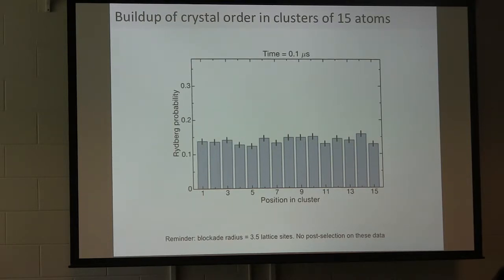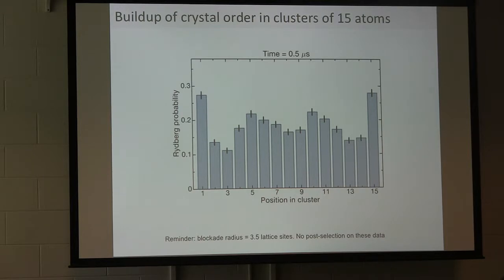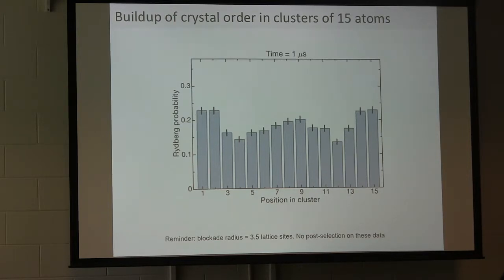So as I start driving, initially the probability of going to Rydberg is kind of evenly spread across the array. But then, as I keep driving, you see that some peaks of higher probability of going to Rydberg occur at the edges of the 15-atom cluster. And as I keep driving, I now see 4 peaks. If I keep driving to another time, I'm now in a position where I see 3 evenly spaced peaks.